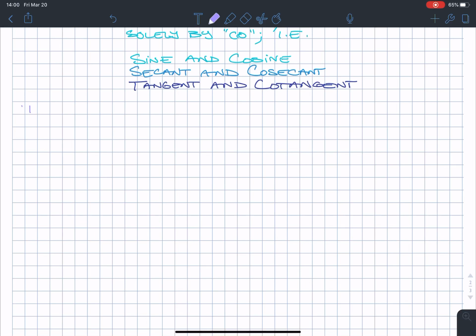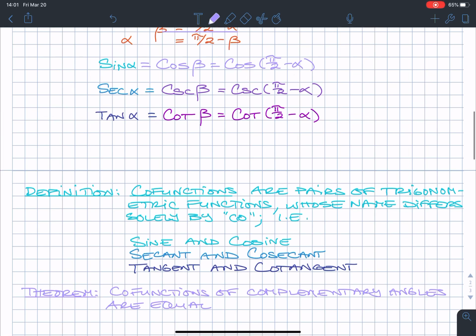So theorem: cofunctions of complementary angles are equal. We did an activity with this, or a classwork actually, but this is just restating everything we did. Okay, that's exactly what I did up here. Sine of alpha is the same as cosine of beta. Alpha and beta are complementary. Sine and cosine are cofunctions, etc.